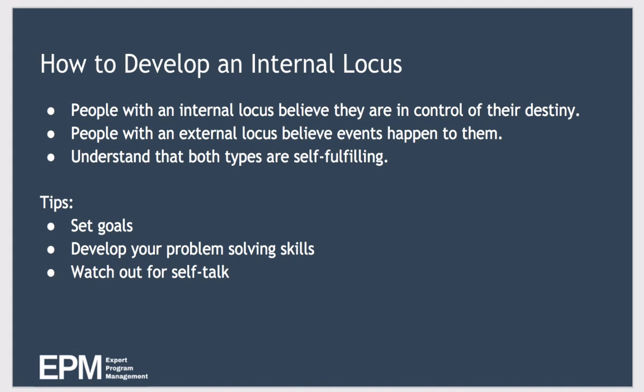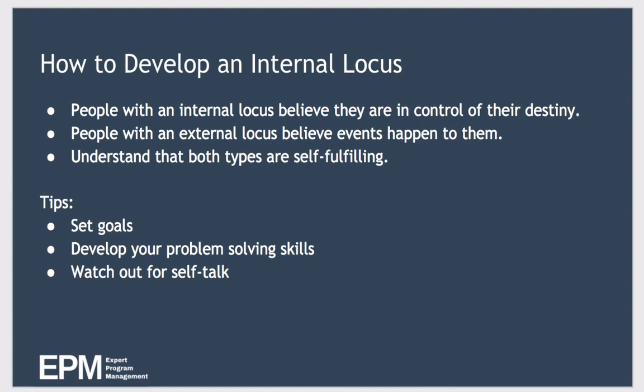Now, conversely, people with an external locus of control believe events happen to them. They don't set goals because they believe what will be will be. This is also the reason they give up when challenges arise.